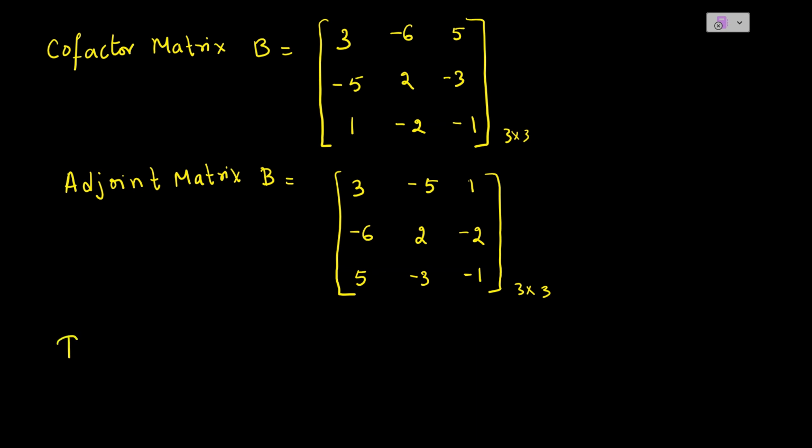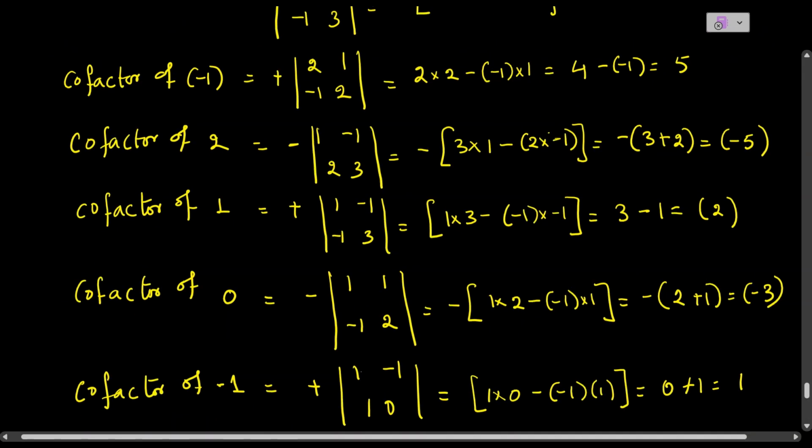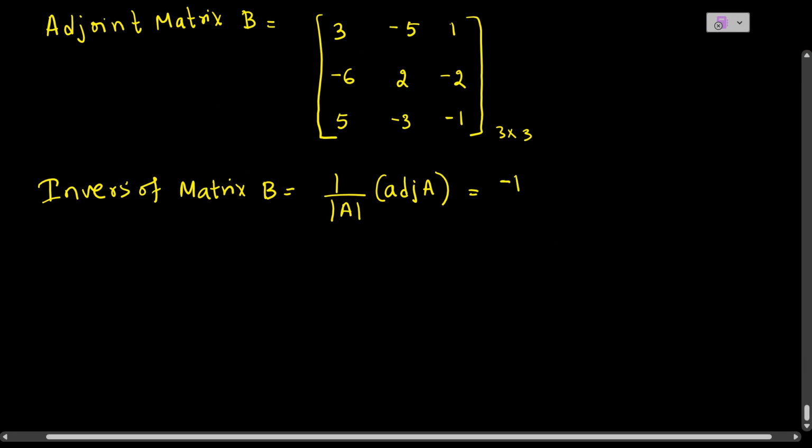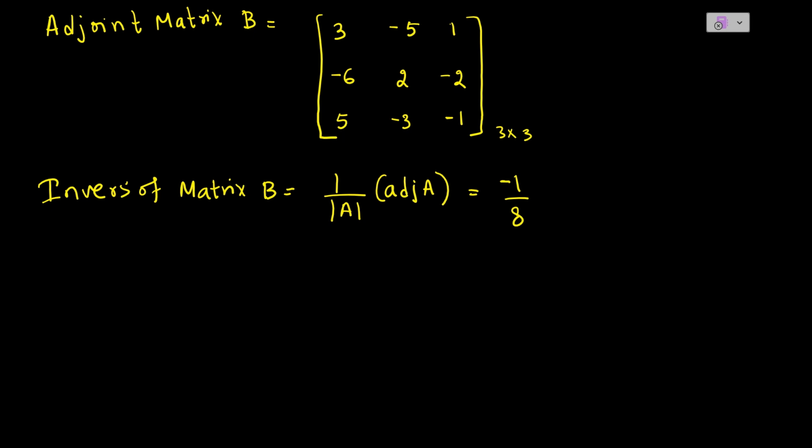Now what we have to do? We have to find the inverse of matrix B. What is the formula? 1 by determinant of A into adjoint of A. What is the determinant of A? We didn't get 0, so inverse is possible. It is minus 8, so the answer is minus 1 by 8 into adjoint of A. That is 3, minus 5, 1, minus 6, 2, minus 2, 5, minus 3, minus 1. Did you understand, students?